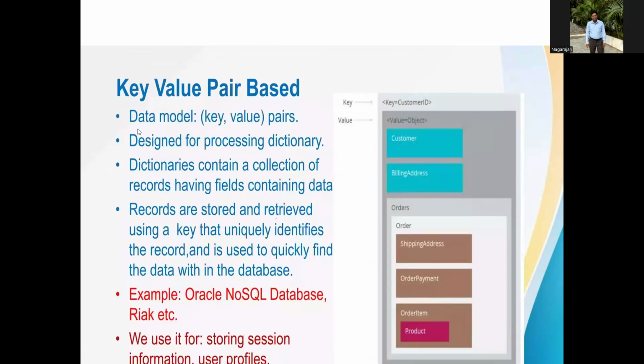Key-value based: this is the generic data model where data is stored as key-value pairs. This is the syntax and basics of key-value pairs, like a dictionary. It consists of a collection of records having fields containing data, and these records are easily retrieved. Some examples are Oracle NoSQL and Riak, where you can store and get information very easily.